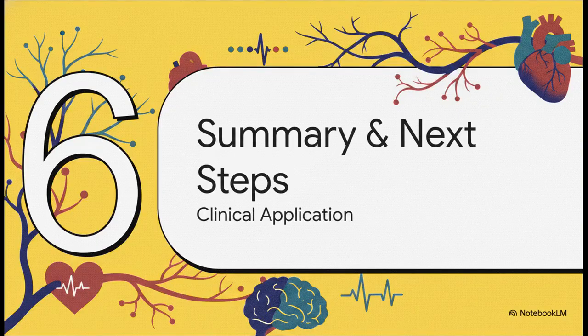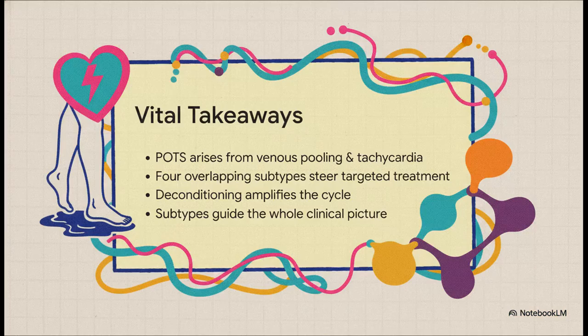Finally, Section 6, Summary and Next Steps. To wrap up this explainer, let's quickly review how this entire pathophysiological framework actually translates into our broader clinical approach. The vital takeaways are pretty clear. First, the foundation of POTS is always venous pooling and that resulting compensatory tachycardia. Second, figuring out whether your patient fits into the neuropathic, hyperadrenergic, hypovolemic, or autoimmune subtype, or maybe an overlap, completely changes what therapeutics are actually going to work. And finally, and honestly most importantly, these classifications are there to guide rather than replace your overall clinical picture. You're treating the whole patient, which means always addressing that deconditioning that's amplifying their unique loop.